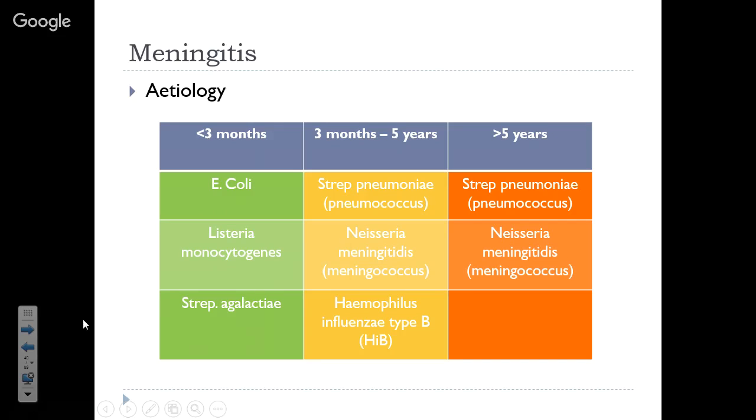Etiology, so the causative agents differ between the age groups. For the younger kids below 3 months, the most common causative agents are E. coli, Listeria, and Strep agalactiae. Once they get older, past 3 months, you'll get the more typical pneumococcus and meningococcus, so Strep pneumoniae and Neisseria meningitidis. And there's HIB as well in the kids between 3 months and 5 years old.